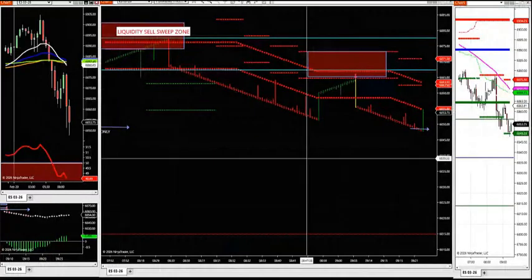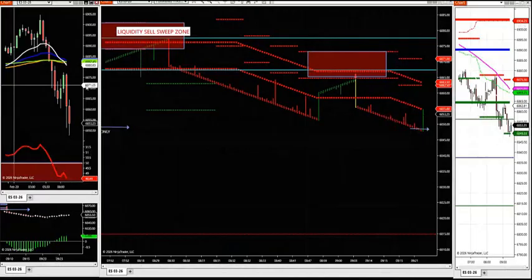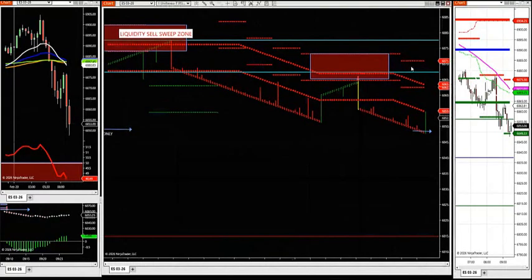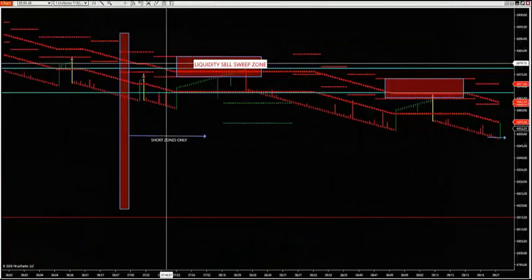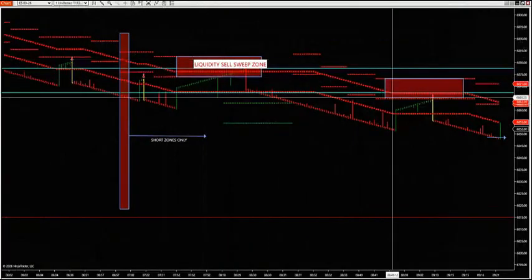You look at your zones. Where's my sell zones? Where's my buy zones? I know I want to look for shorts, right? I'm short right now. I'm looking for short bias. Look at my chart over here. Where's my sell zones? Sell zones are sitting right here. My proprietary dash is right there. Right there's a sell zone.